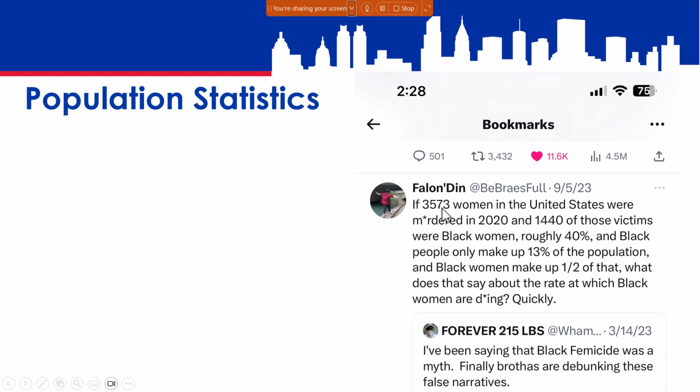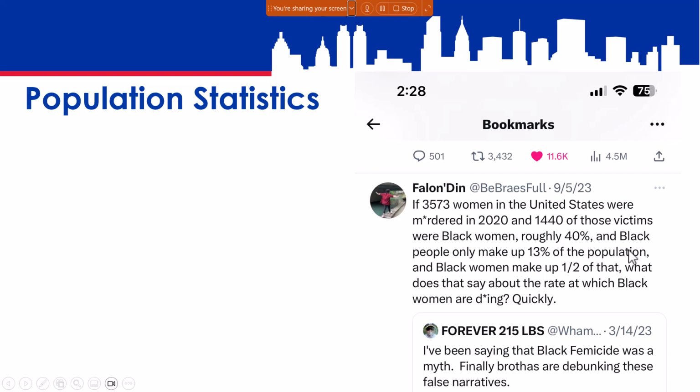So if 3573 is the correct number of people who were unalived and 1440 of those were black women, then just looking at it, we can do the math if we want. That looks like it could be about 40%. That could be right. But this is where it goes off the rails.